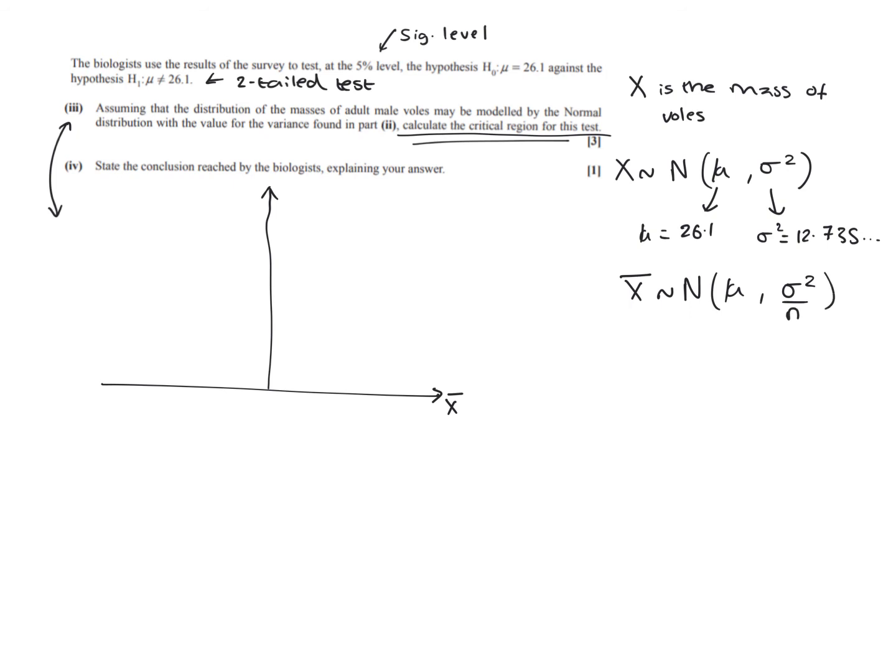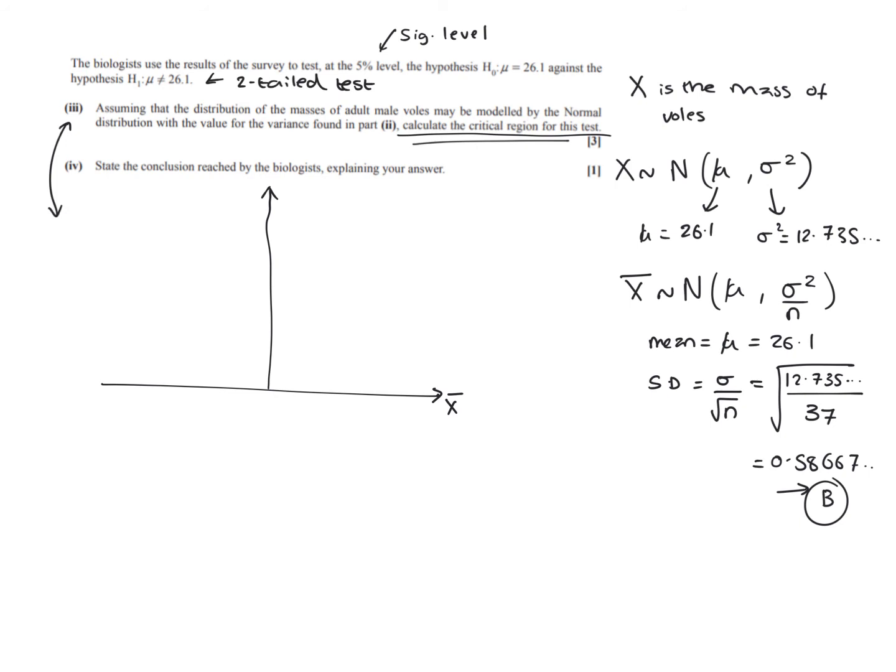So the key thing here is that the mean of the x bar distribution is mu, which is 26.1, but its standard deviation is sigma over root n, which is the square root of 12.735 over 37. So I'm going to work out what that is using the value that we had for the variance previously. And that comes to 0.58667, and I'm going to store that in a calculator memory so it's ready for use in the hypothesis test.